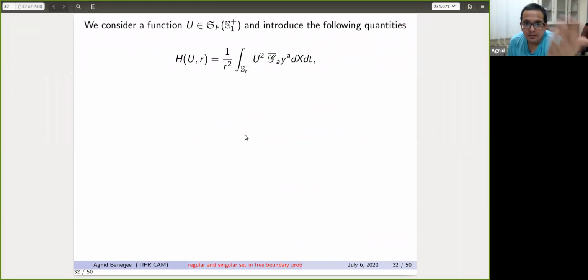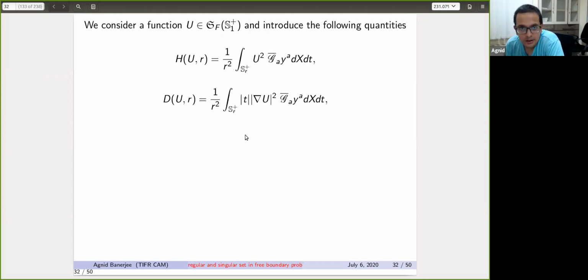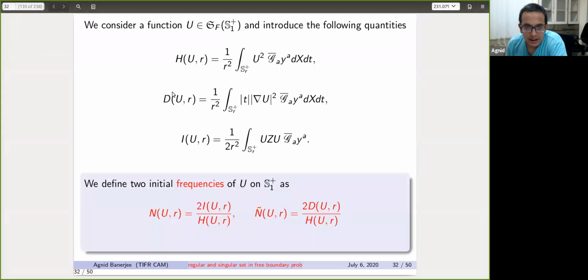So now I describe the basic quantities in the Almgren frequency, and this is something that appears in my work with Nicola as well on unique continuation. This is the height functional, this is the Dirichlet energy, and then you have this modified energy. Now, this I and D are related in the sense that if the right-hand side is 0, then if you integrate by parts and use the equation, you recover D. And then you have this definition of the Almgren frequency, and likewise you have this N tilde.